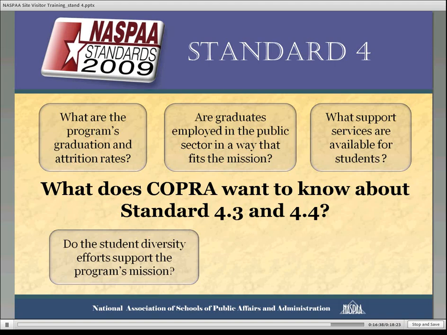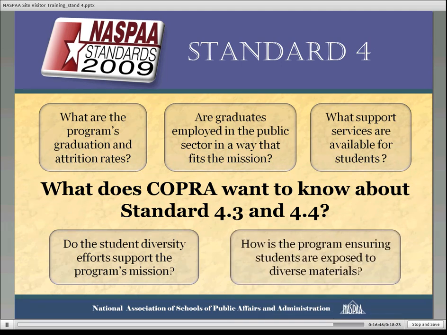Fourth, do the student diversity efforts support the program's mission? If they say they are trying to increase the number and level of individuals of color who serve in state government, then are they recruiting individuals of color and preparing them for state government? So linking it to the mission is what's important here.